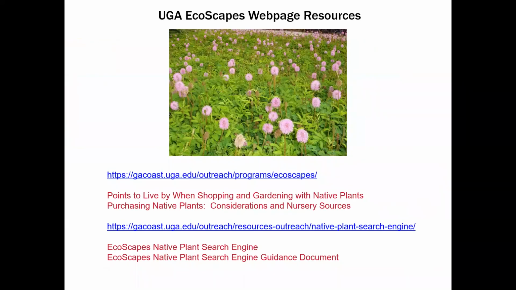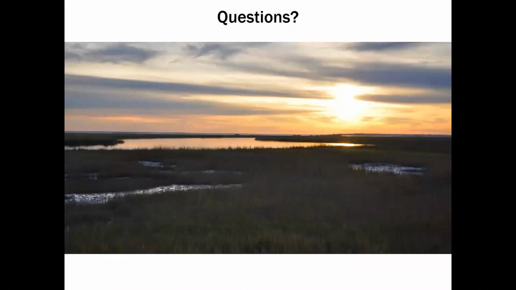And here's just a list of just a few of the EcoScapes webpage resources that you may find of assistance. One's really about just shopping and gardening with native plants. And second one's about the nursery sources available in South Carolina, Georgia, and Florida coastal plain. How do you prepare to go to a nursery to possibly purchase native plants, et cetera. And then there's more information on the native plant search engine I just provided to you, as well as a guidance document that can provide you step-by-step resources for how to use it.